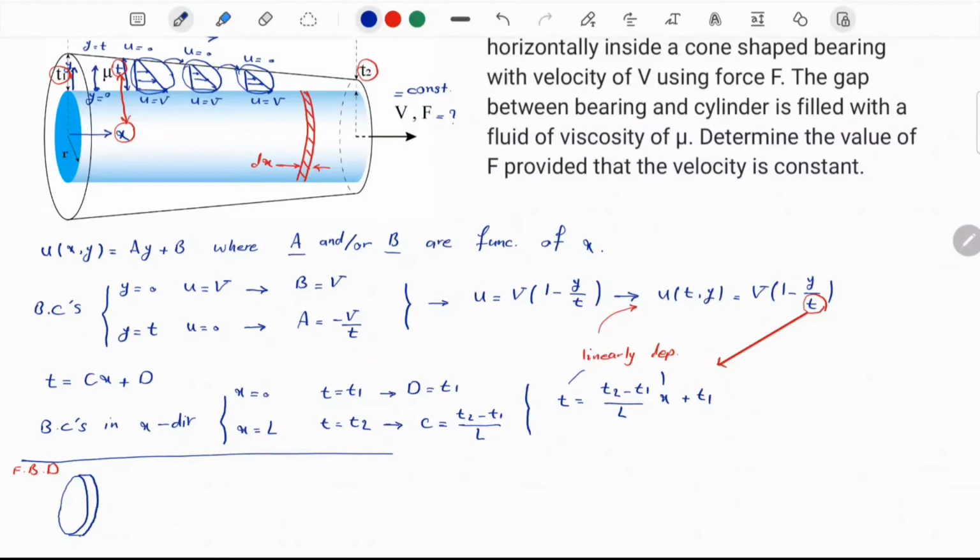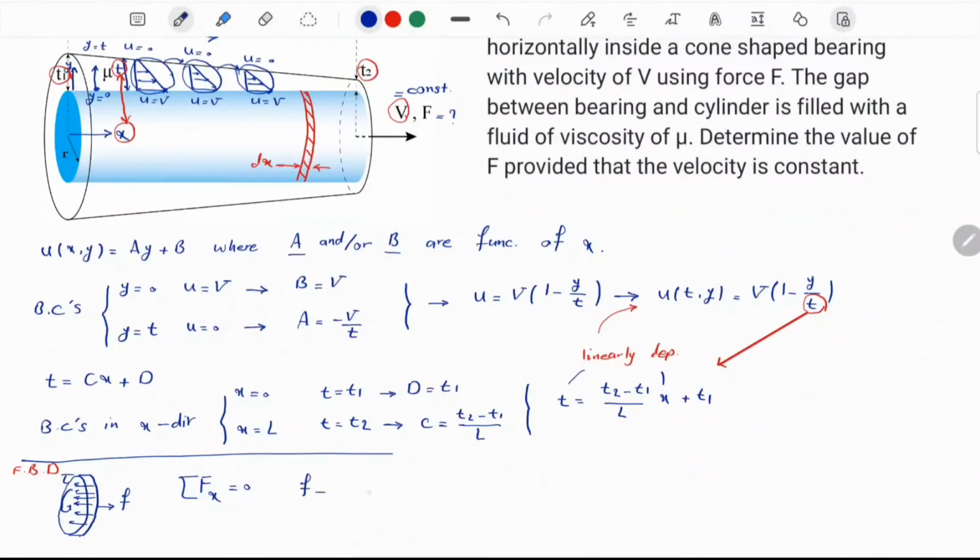What do we have here? We have tau all around this ring. All around this ring we have tau. Okay, and some forces pulling this ring. So writing force balance, sum of forces in x direction for our differential element equals 0. Why 0? Because velocity v is constant. Okay, so let's write the forces one by one.